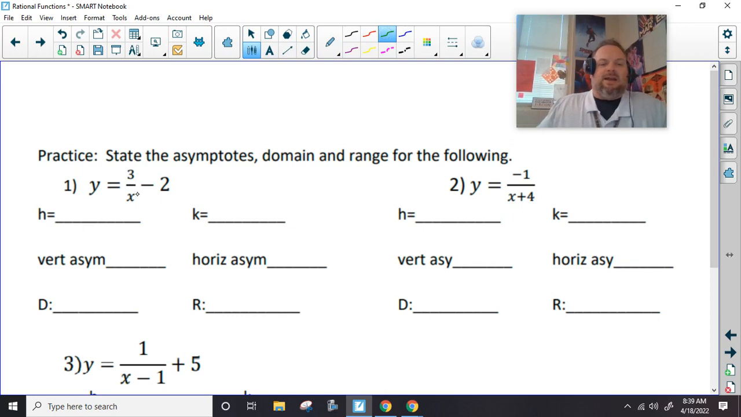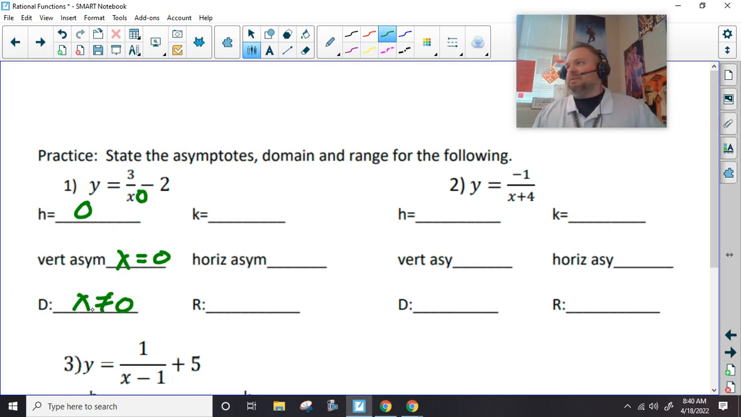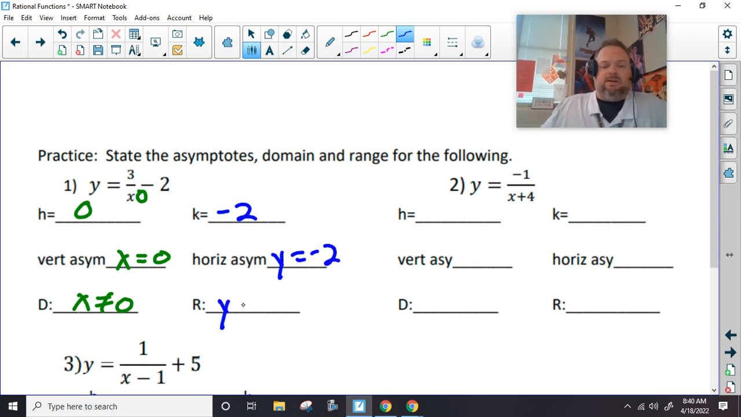So, our h value right here, we don't have anything plus or minus, so our h has to be 0. That means our vertical asymptote is x equals 0, and our domain is x not equal to 0. So value, x equals it, x not equal to it. That's all we need to know. Our k is -2, so we have a horizontal asymptote y equals -2, and our range is y not equal to -2. Ta-da!